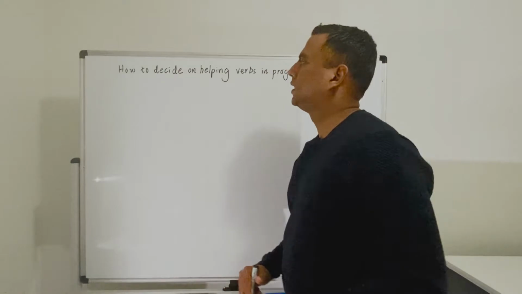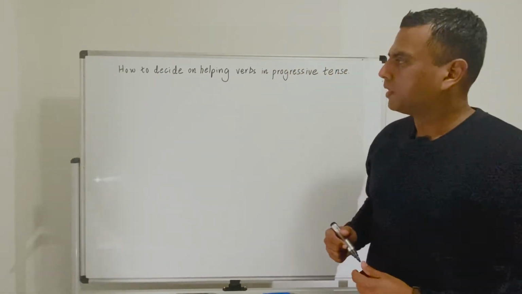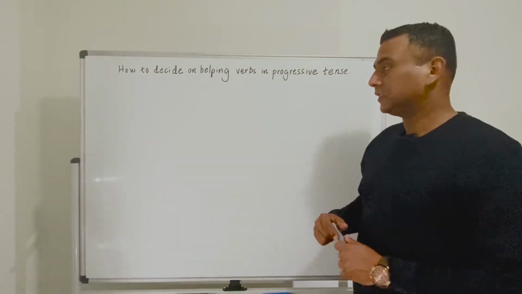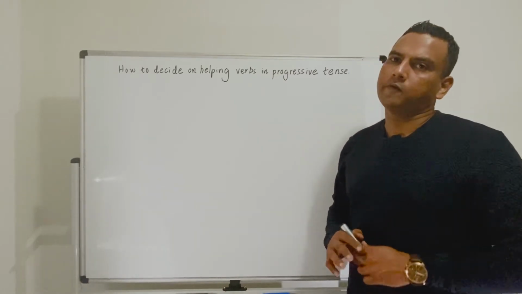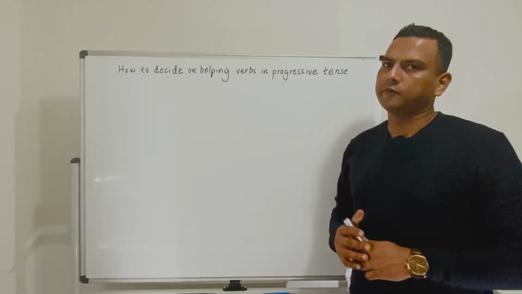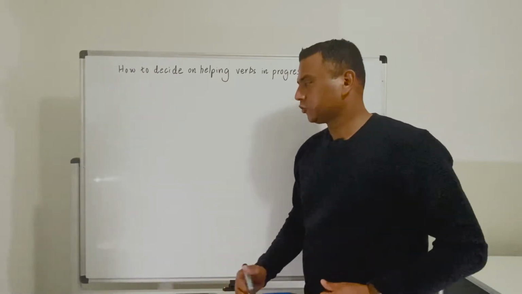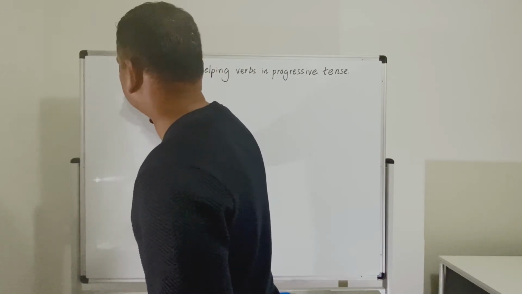Okay, so let's get back to the topic and see what we are trying to achieve today. So our topic today is how to decide on helping verbs in progressive tense. Here it's important for us to look at the structure of a progressive tense sentence. So let's look at the structure of a progressive tense sentence.